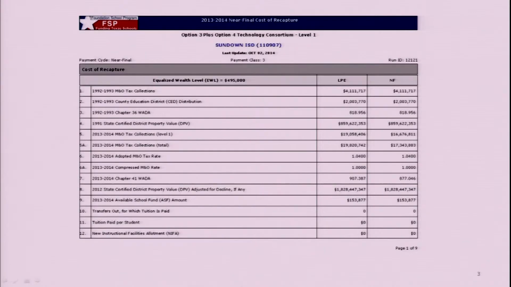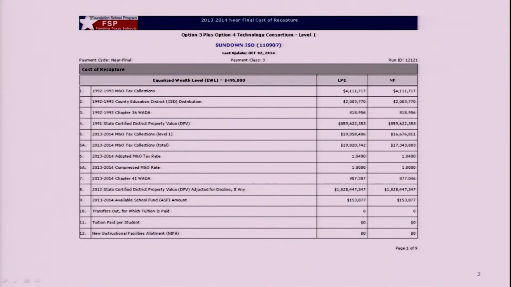So before we start recapture, I want to show you something. There's a small town out close to Lubbock named Sundown, and they are a property wealthy district. I went online, and you can do this too. Go to the summary finance and just pick a district and go to the recapture, cost of recapture reports under the summary finance section. I want to show you just how much detail goes into the calculations. Other than that, we're not going to talk about Sundown for this process.